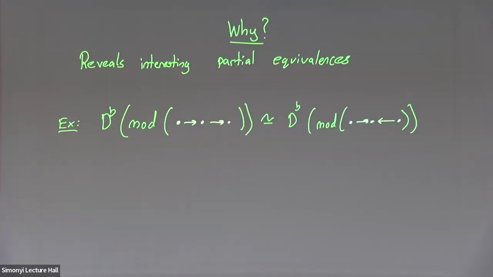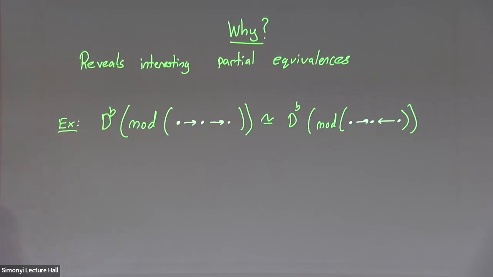Now, why do people care about the derived category just as an object on its own? Well, first of all, it's a natural place to do lots of constructions like Serre duality, derived functors, and so on. But one of the reasons that I think is very pretty is that passing through the derived category often reveals interesting partial equivalences, or maybe cohomological equivalence of some sort, between different categories.